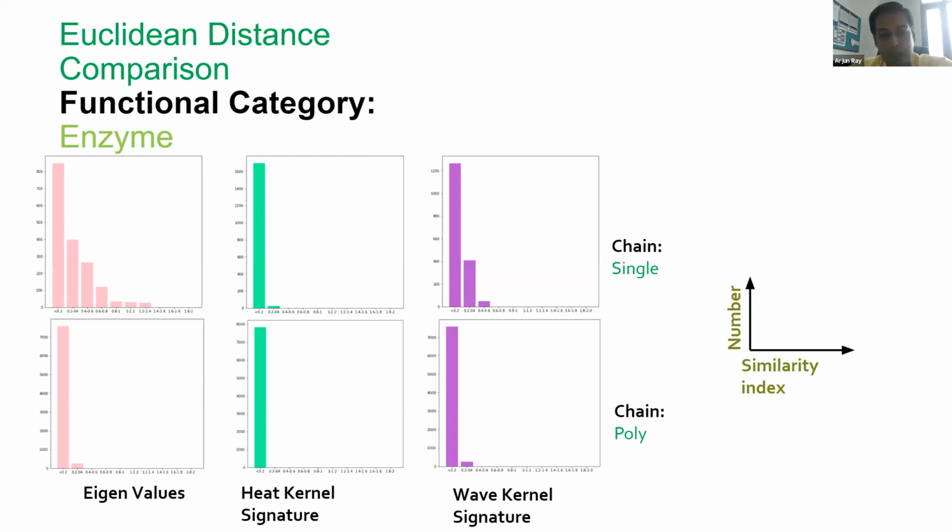So the first thing we tried to do, in terms of eigenvalues, heat kernel and wave kernel, was classify all the proteins by different functions. I'm just showing one example, which is enzyme function, enzymatic proteins. And what we found is that eigenvalues could actually discriminate between the different similarities. We could discriminate much better the whole population of enzymes, while heat kernel and wave kernel did not perform that well.